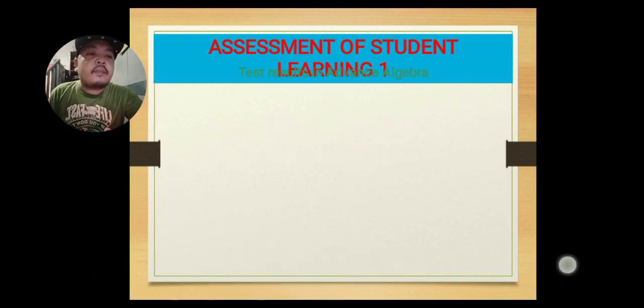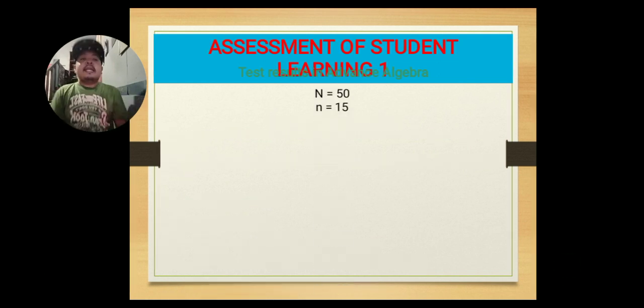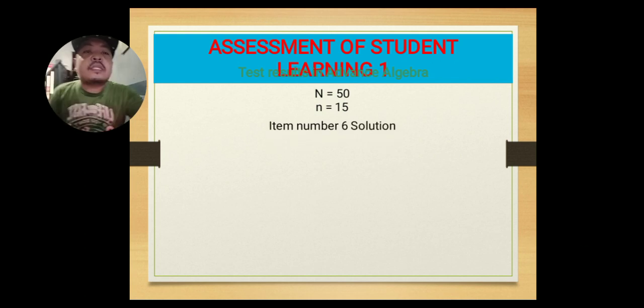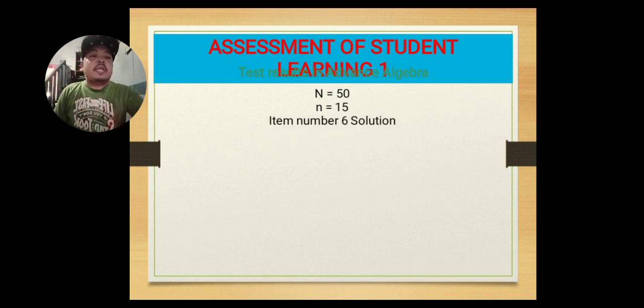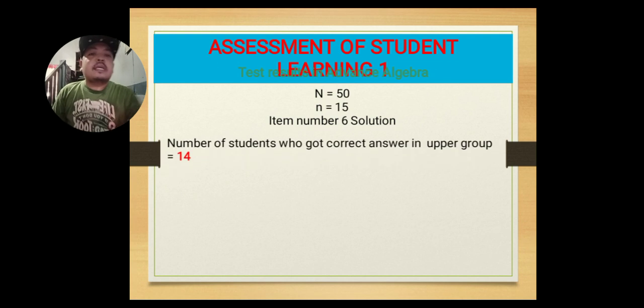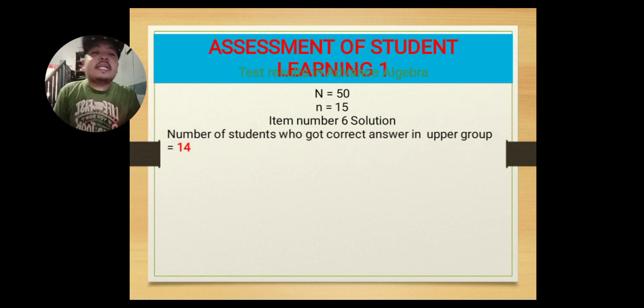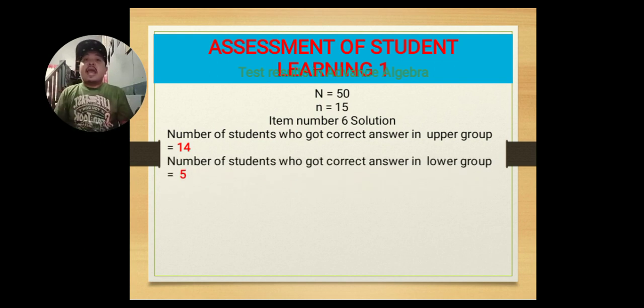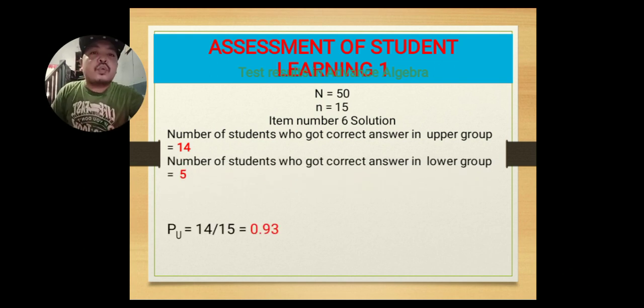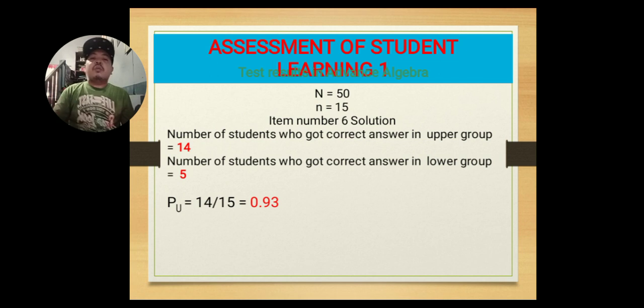Let's have another item. So again, N is 50, n is equal to 15, and then of course, item number 6 solution. Okay, for item number 6, the total number who got the answer in the upper group is 14. How about the lower group? 5. Okay, so the proportion of the upper group, you have 14 over 15, which is equivalent to 0.93.